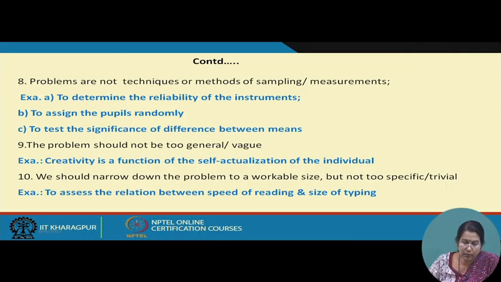That is a different thing, but creativity as a function of self actualization is very difficult to prove. So, we should narrow down the problem to a workable size, but not too specific and trivial. So, we have to map a research problem in terms of its size, in terms of specificity, in terms of time it will consume, in terms of the resources, in terms of selecting the research method, and in terms of getting the proper measurable tools to measure these variables in order to establish the relationships.